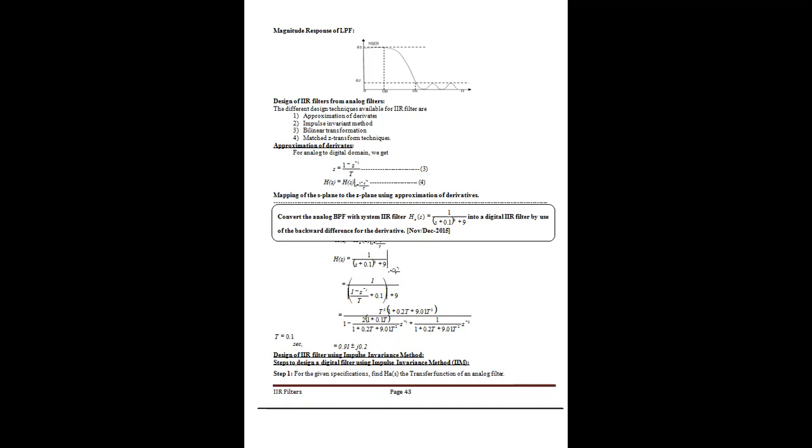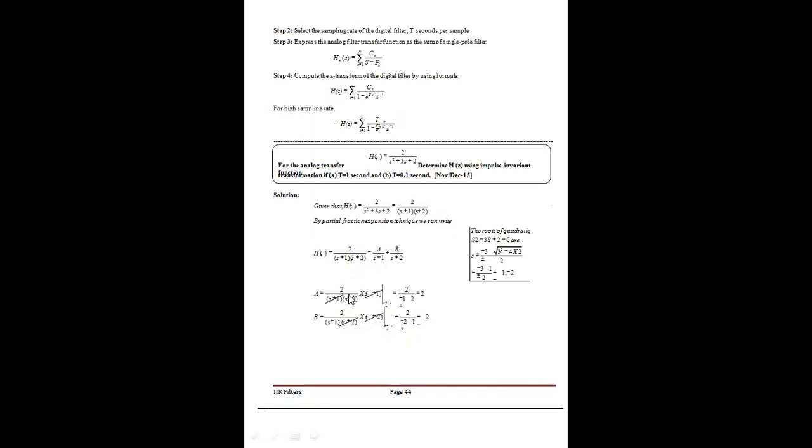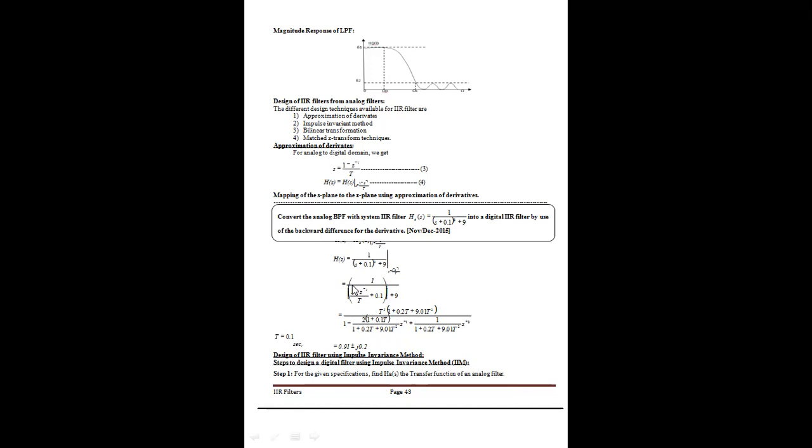So when you are doing the approximation of derivatives, you have to keep in mind that S has to be replaced by 1 minus Z power minus 1 divided by T. If T is not given, we have to make an assumption of T is equivalent to 0.1 second. Okay. The next one, how to design an IIR filter using the impulse invariance method. So let me see what are all the steps behind it.